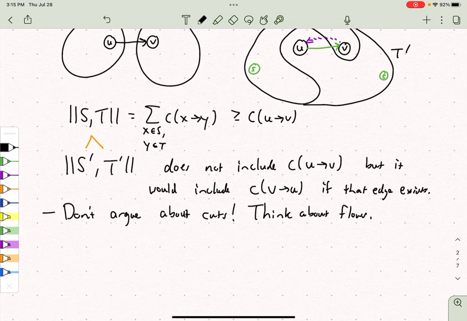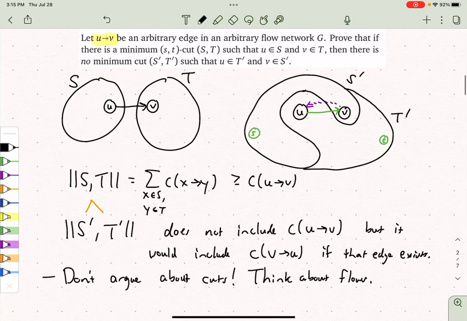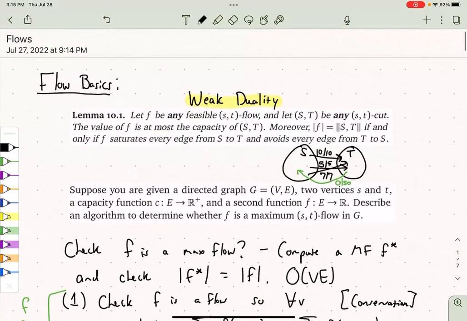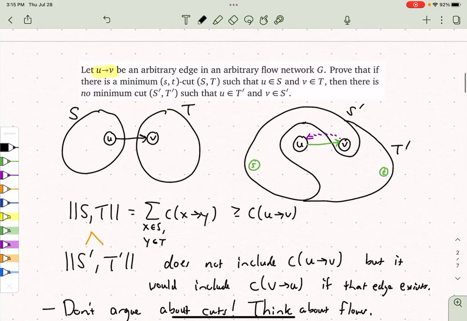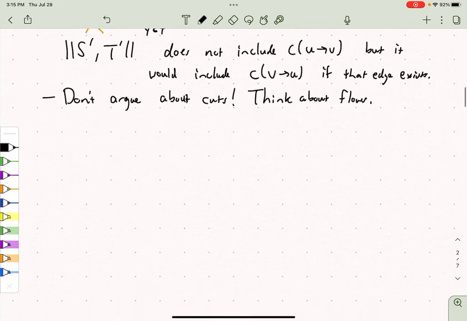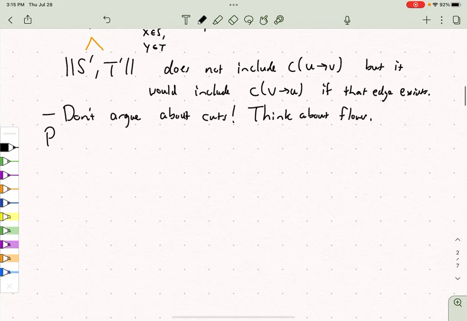So how can we use that theorem? Well, specifically, we're going to use lemma 10.1 again. So what does it say? Well, let's just consider any max flow. So just pick a max flow, F.